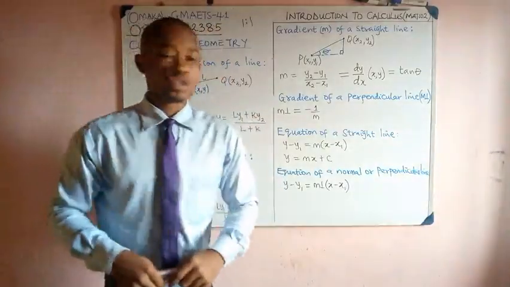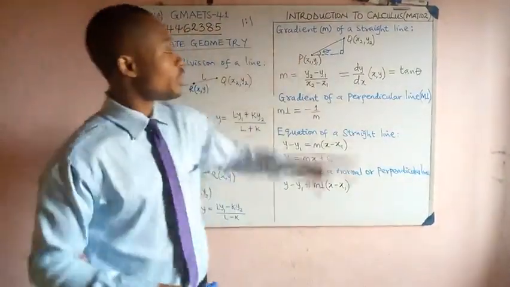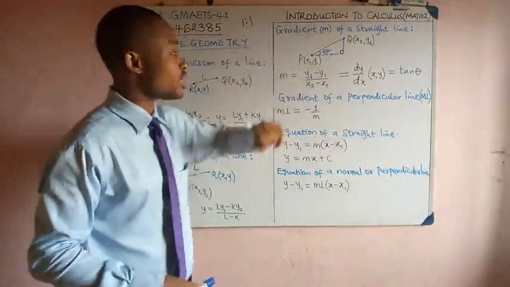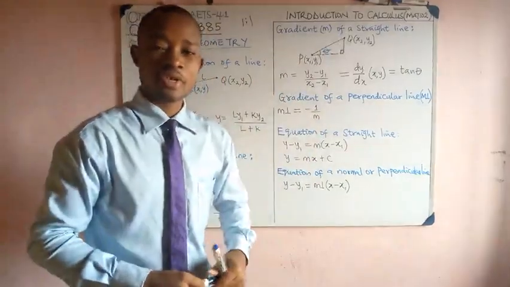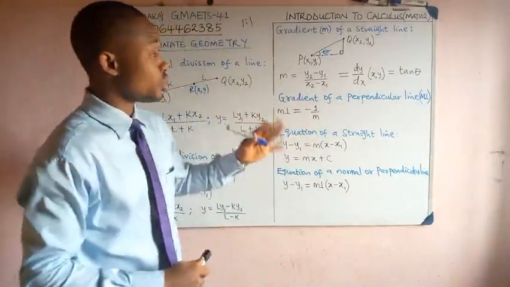We now direct our attention to the gradient of a straight line. On the board here, we have it. We're going to use M to represent the gradient of the straight line. So we have line PQ, alright? We want to get the gradient. The coordinate of P is x1, y1. The coordinate of Q is x2, y2.